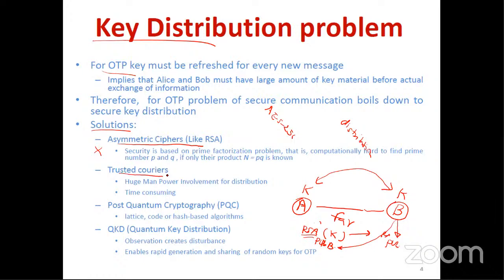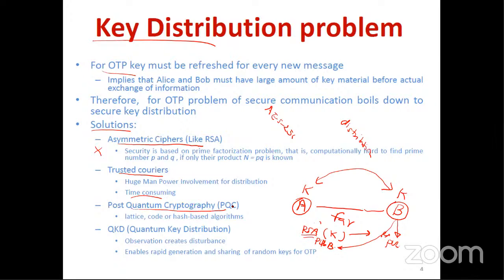Trusted couriers means they just courier the key, this K, and send it manually to B. But it is time consuming, and it is a costlier affair. Let's suppose A and B are very far, maybe on different continents, then it is time consuming.